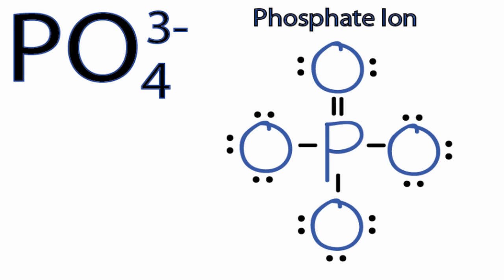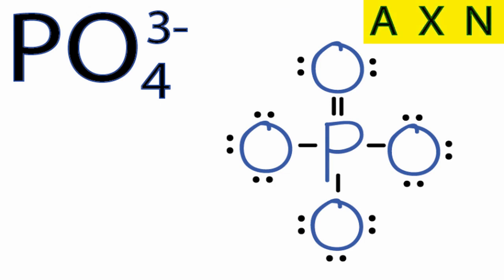So let's use the AXN notation to figure out the molecular geometry here for PO43-. A, that's the phosphorus we're talking about. X, that's the number of atoms bonded to the phosphorus. We have 4 oxygens, we'll put a 4 right here. And then N, that's the number of non-bonding electron pairs on the central phosphorus. Well, all of the electrons around that phosphorus are involved in chemical bonds, so we can just forget about N.